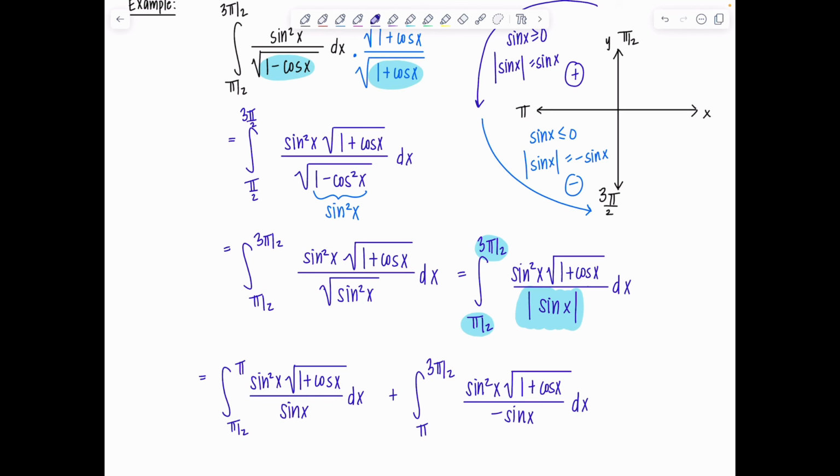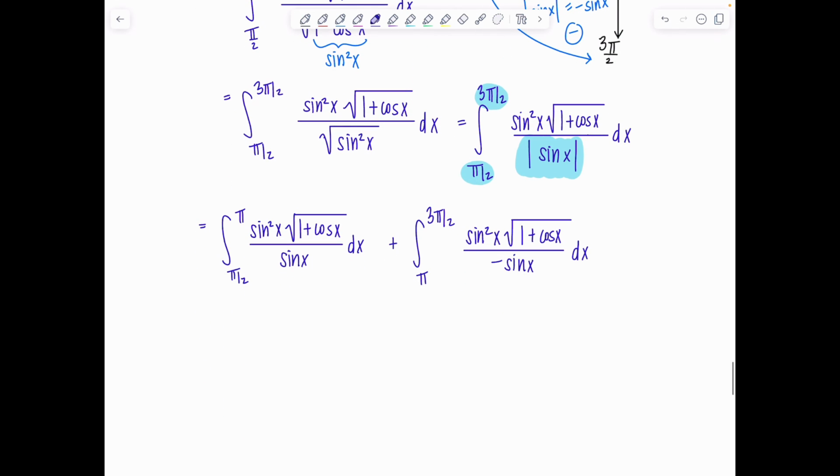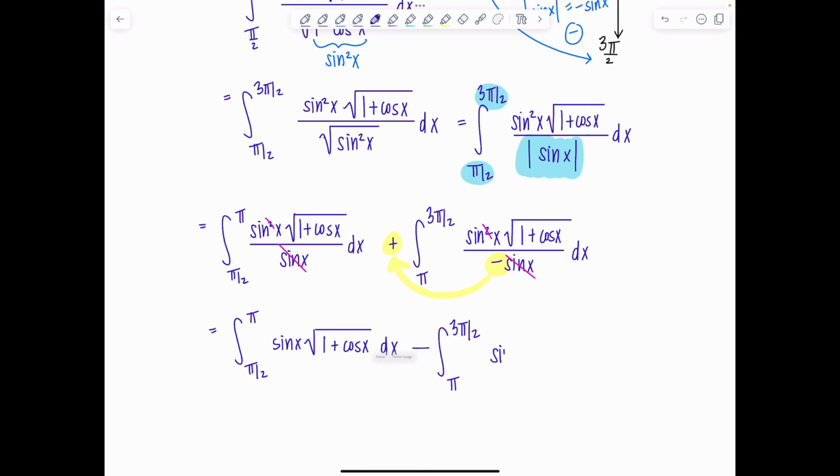Okay, then we're allowed to cancel and simplify and do all the lovely things that we need to do to finish the problem. So one of these sines cancels out, and then I'm going to take this negative and pull it out so that this is going to become a minus sign, okay? It'll make things nice, just you wait. So pi over 2 to pi sine x radical 1 plus cosine x dx minus pi to 3 pi over 2 sine of x radical 1 plus cosine x dx.